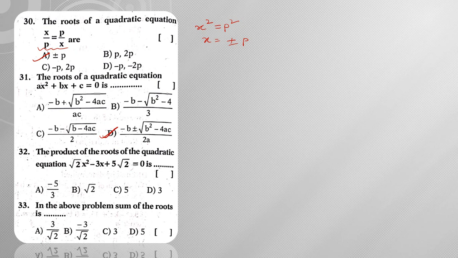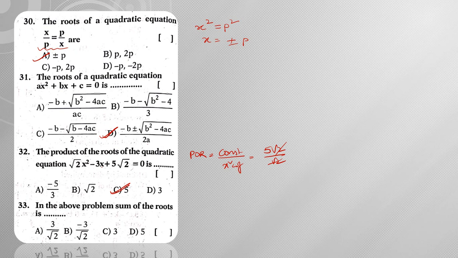So such type of theoretical questions also will be asked, right? The product of roots of the quadratic equation root 2x square minus 3x plus 5 root 2 is equal to 0. So what is the product of roots formula? The product of roots is nothing but constant by x square coefficient, which is 5 root 2 by root 2. So root 2 gets cancelled, hence the answer will be 5.